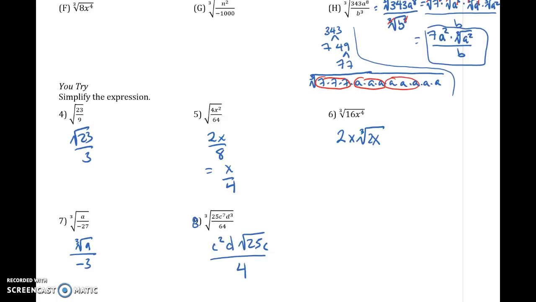All right, couple of notes. Make sure you solve for number 7, this negative 27. We're looking for 3 numbers that were the same. So it's negative 3 times negative 3 times negative 3. So we have a negative 3 as our cube root of negative 27.